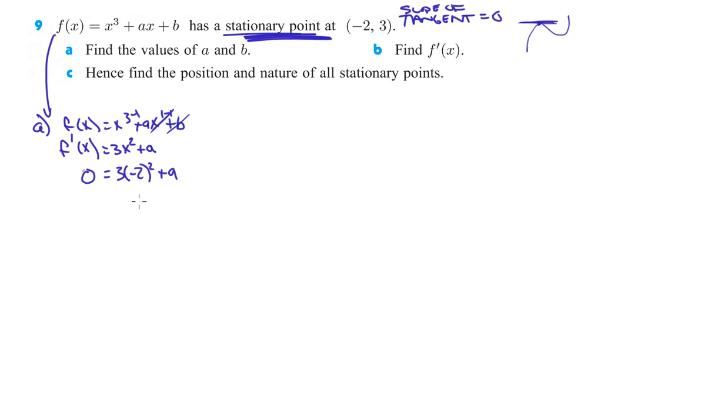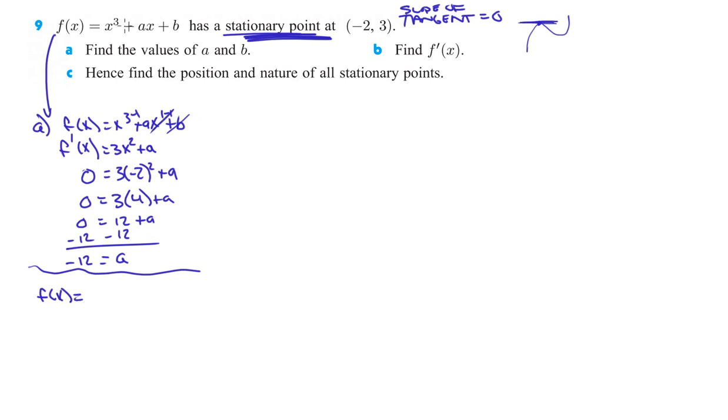So there we go. Now we can just simply solve this thing here, and we can figure out what a is. Negative 2 squared is 4, so 0 equals 12 plus a, so subtract 12 from both sides. a has to equal negative 12, okay? So now that we know that a is equal to negative 12, we should be able to figure out what b is, right? If we go back to our original function, f of x equals, if we plug in our x's and our a, we should be able to figure out what b is.